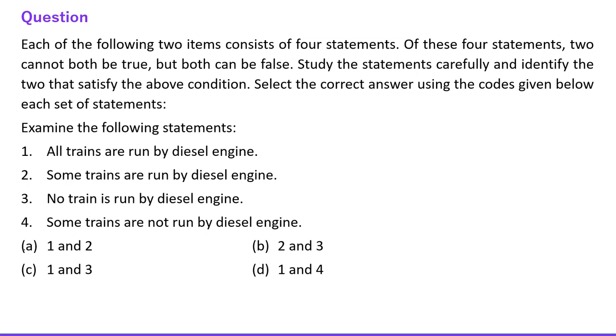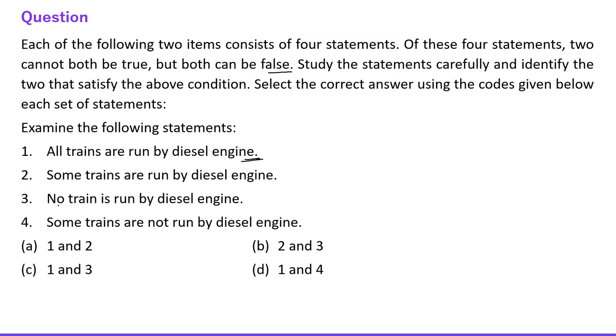Next question, based on the same instructions, right? Question says each of the following two items consist of four statements. Of these four statements, two cannot be both true, but both can be false, right? So let's talk about the statements now. First statement says all trains are run by diesel engine. Second statement says some trains are run by diesel engine. Third statement says no train is run by diesel engine.